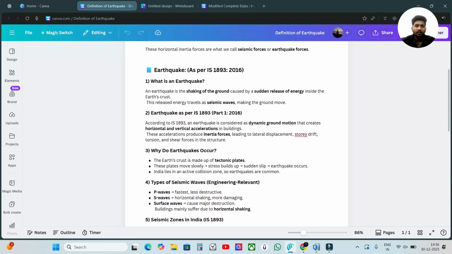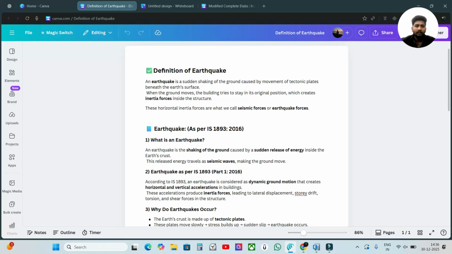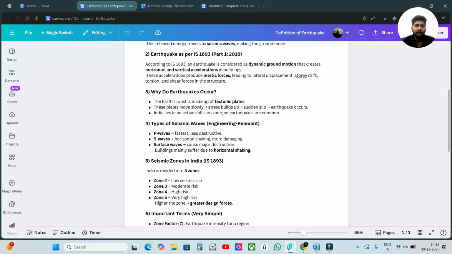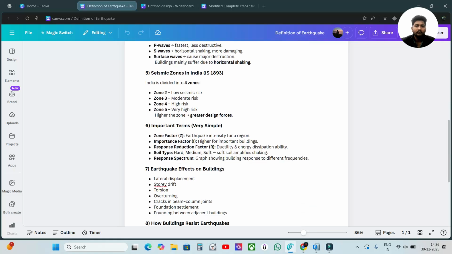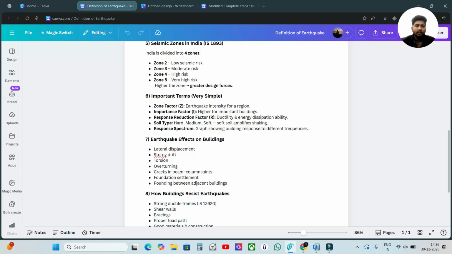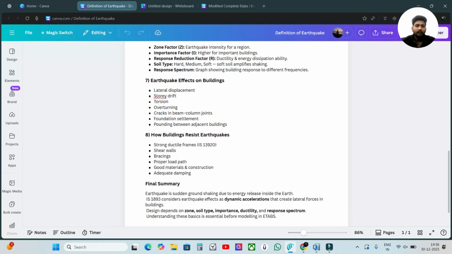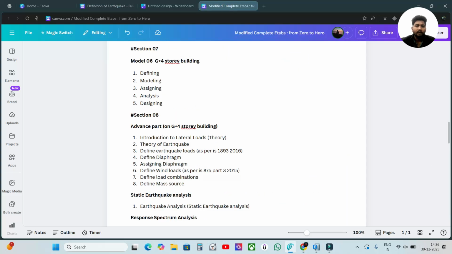So, we have seen all the details: the definition of earthquake, earthquake in the form of the IS 1893 code, and why earthquakes occur. We have seen seismic waves, and the types of seismic zones present in India as per IS 1893. These important terms will be required for defining the earthquake. Then we have seen the earthquake effects on the building and how the building resists the earthquake. Now in the next video we will see the main part, how to define earthquake loads in ETABS as per IS 1893 2016.